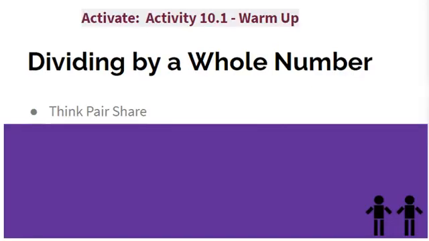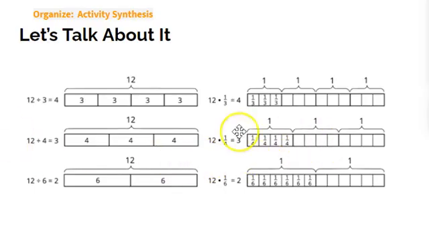So we're going to talk a little bit about dividing by a whole number. This works better as an in-class activity, so we're just going to skip to what's the big thing here. If we take 12 and divide it by 3, we get 4. Why? Because we take 12 and break it up into groups of 3, which gives us 4 for an answer. Same is true if you divide by 4, you get 3 groups of 4. Divide by 6, you get 2 groups of 6.